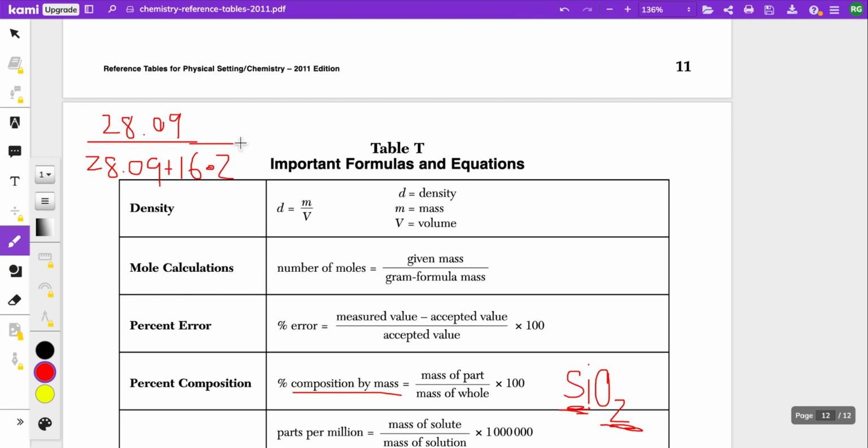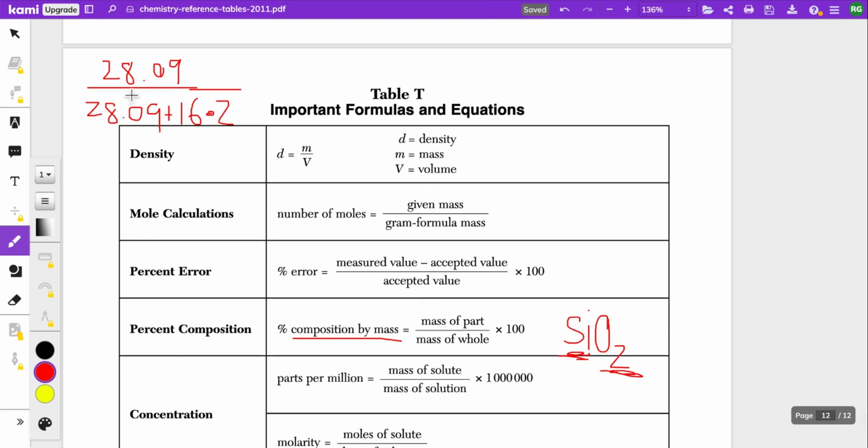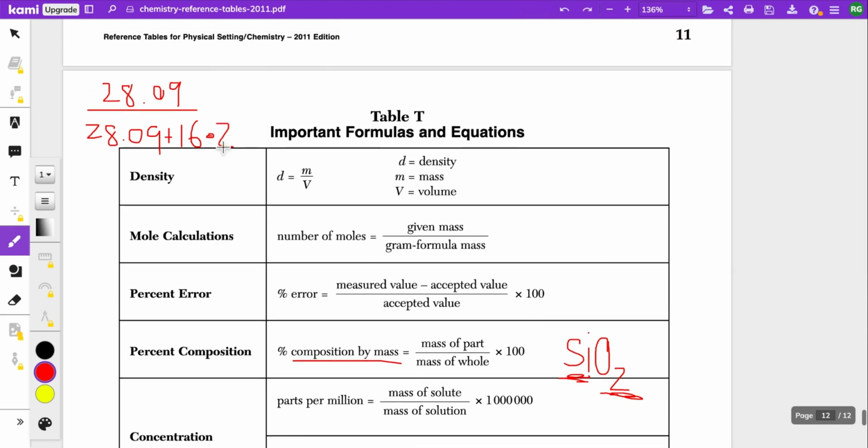It's important to make sure that you multiply. For example, if we have 2 Si, then you would multiply this value by 2 and this value by 2. If there were 3 oxygens, you would multiply this oxygen mass of 16 by 3. If there were 4 oxygens, you would multiply the oxygen's mass by 4. So that's important to know. And you multiply this by 100, and that's your numerical setup. That looks good.